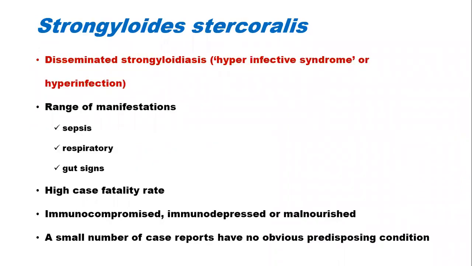The disseminated strongyloidiasis is also referred to as hyperinfective syndrome or hyperinfection. The range of manifestation is quite diverse. Patient may present with sepsis because this organism resides initially in the GI where you have a normal microbiota. By the time it eats its way out and gets into the blood circulation, it is coated by the microbes, the normal microbiota in the gut.